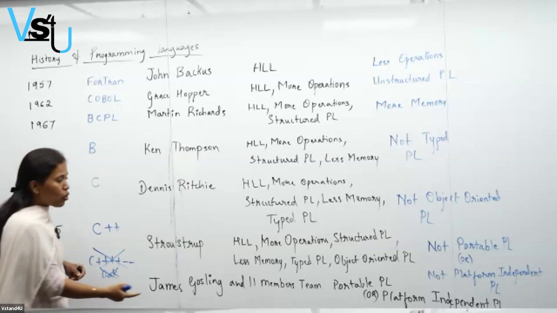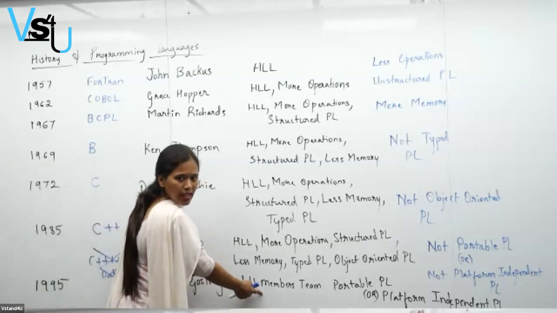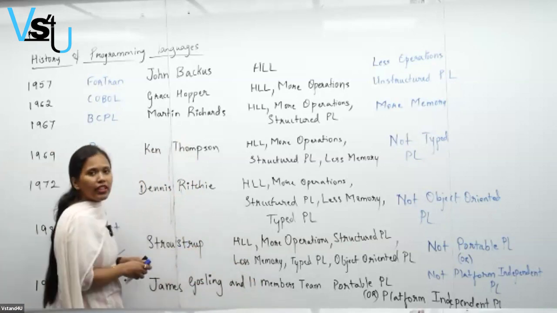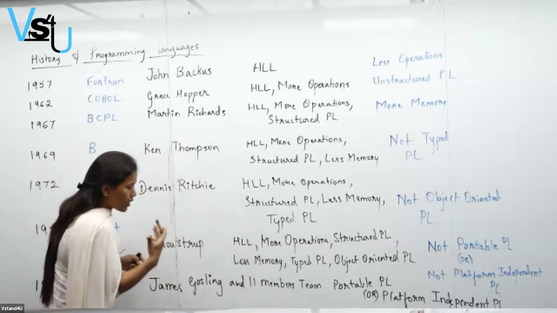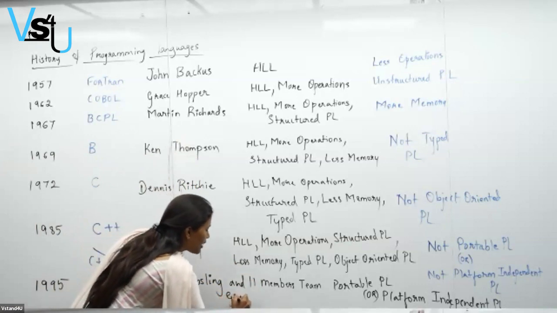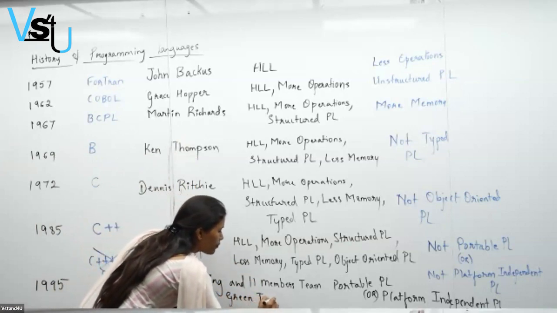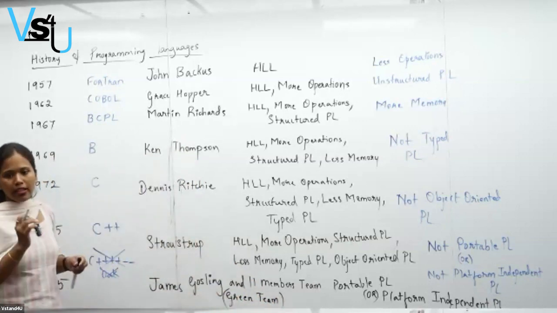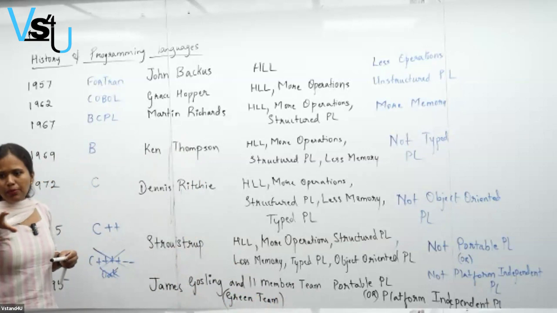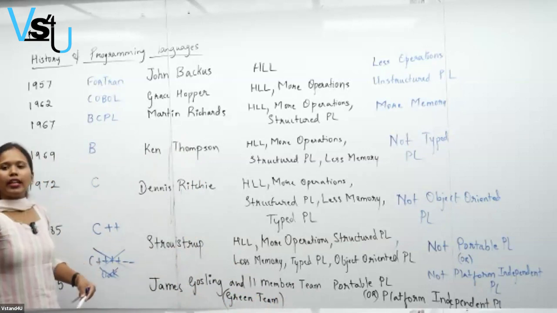Dear students, I told you about this 11 members team, James Gosling and his 11 members. The team had a name. The name was Green Team. What was the name? Green Team. They named the team Green. You know, teams will have some names. Similarly, the name was Green.